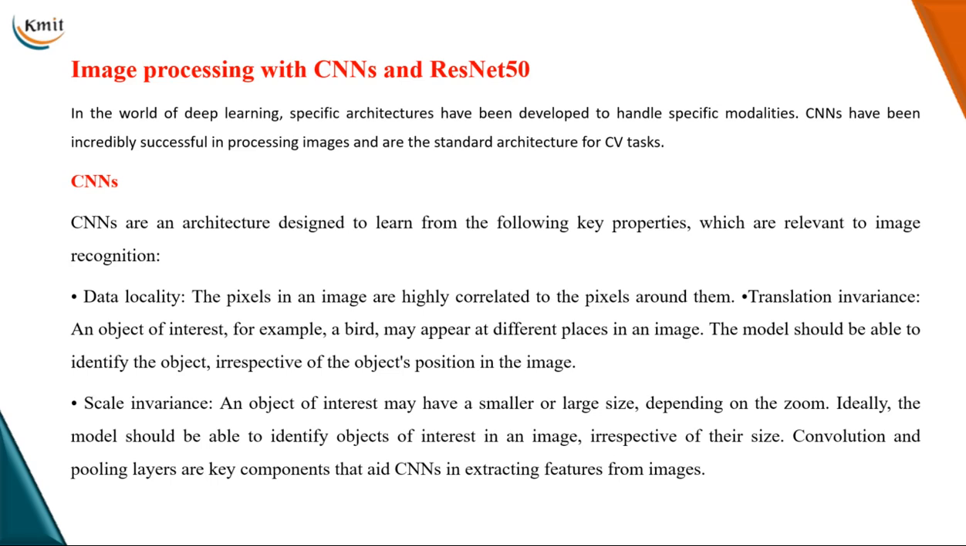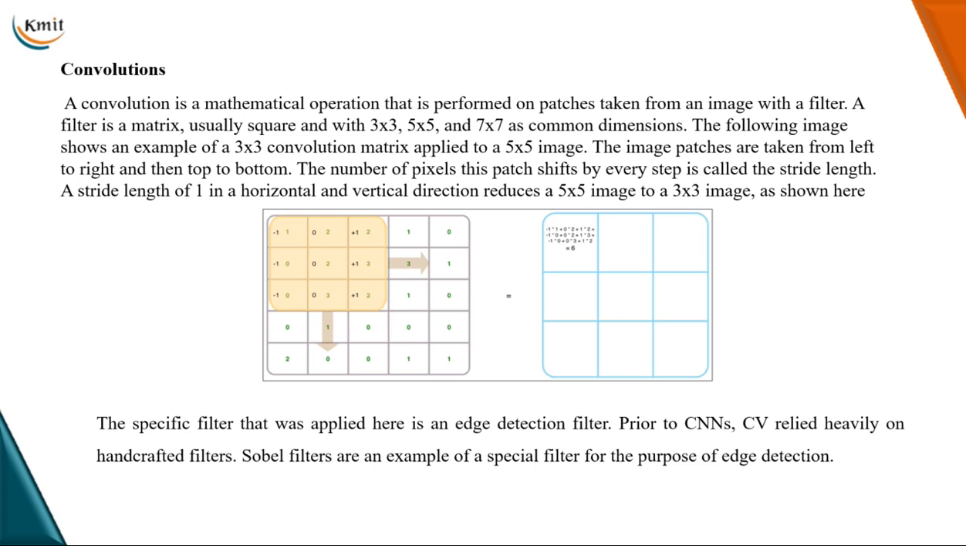When we talk about convolutional neural networks, two important concepts come to mind: convolutional layers and pooling layers. These are the two key components that aid CNNs in extracting features from the image. I'll give you a brief brush-up of these two topics.